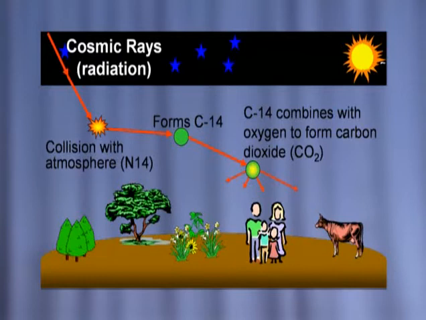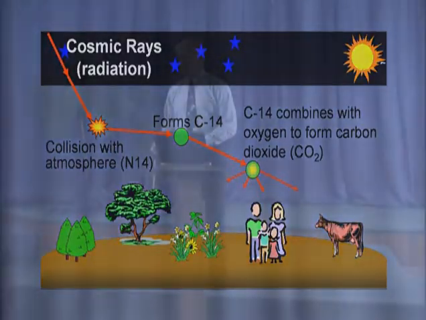So we have this collision of these cosmic rays causing some of the nitrogen to be converted into carbon-14. Now this carbon-14, once it's formed, combines with oxygen in the atmosphere to form something called carbon dioxide, CO2. What happens with this CO2? Well, it gets taken in by the plants, it gets taken in by all things that are living. So all living things eventually get carbon-14 in them.